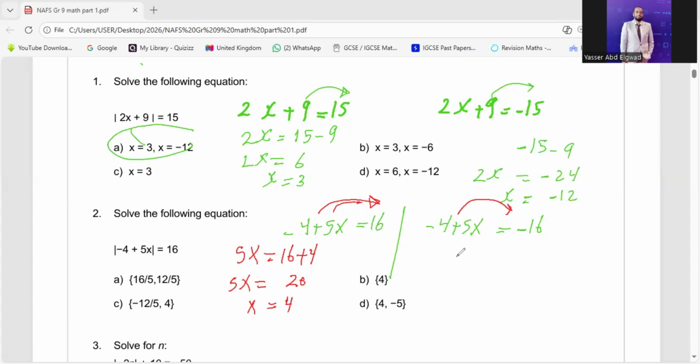Take the other side. 5x equals -16 plus 4. Here is -12, divided by 5, you get x is -12 over 5. Here is how to solve it. The answer is C. It's going to be C.